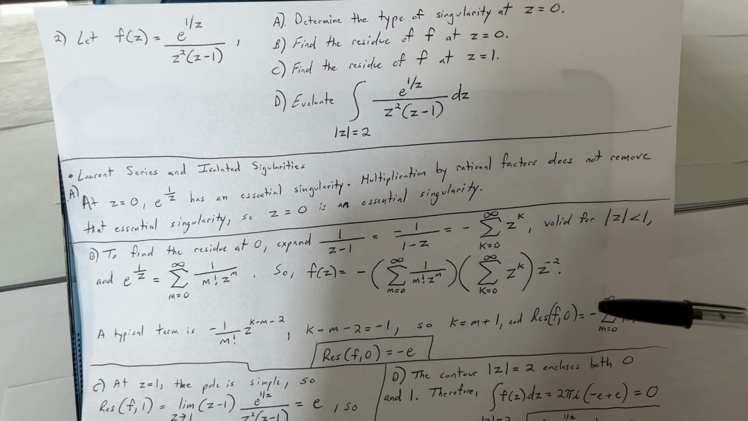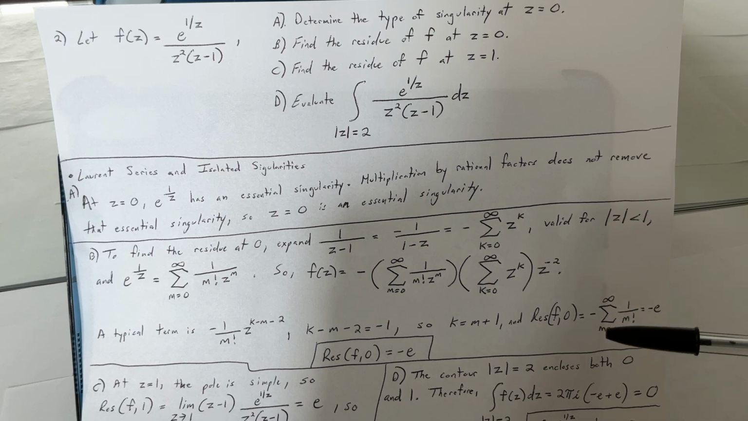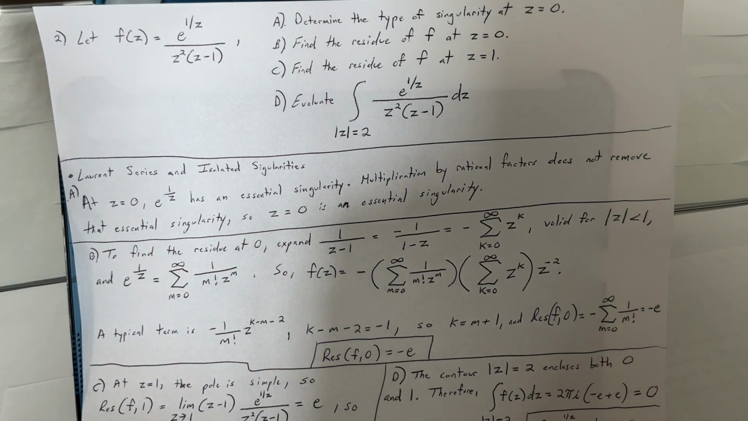And the residue of f at 0 here equals the negative sum from m equals 0 to infinity of 1 over m factorial, which is going to come out to negative e. So our residue here is going to be negative e. Now for part C, we want the residue at z equals 1.